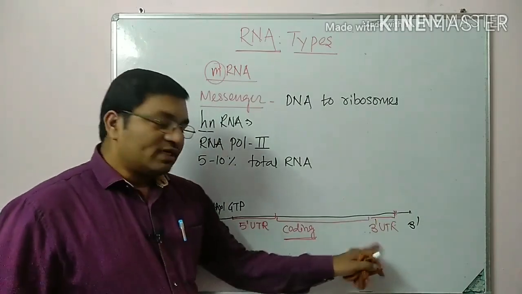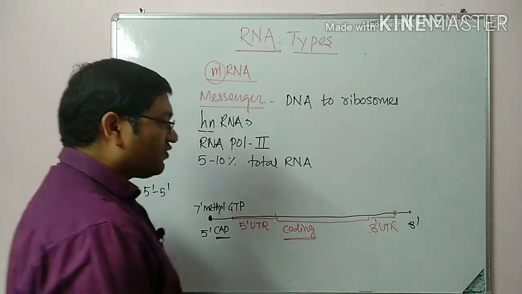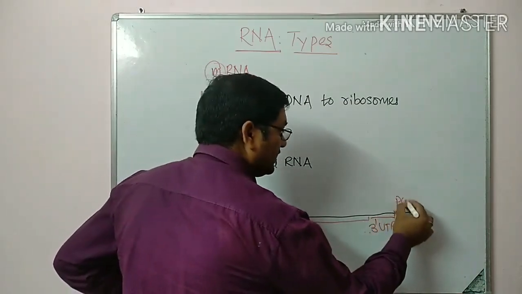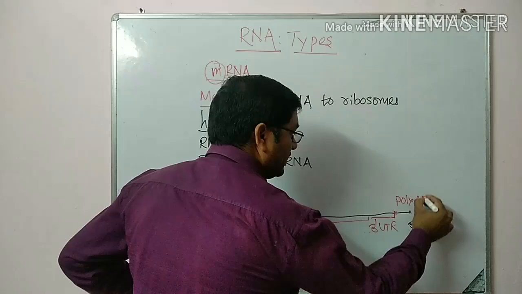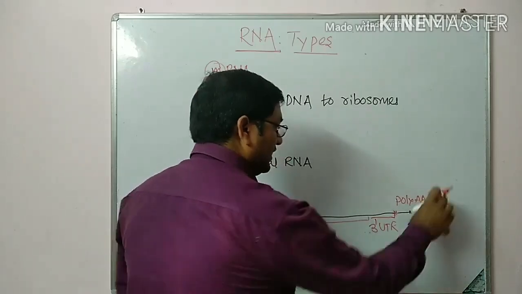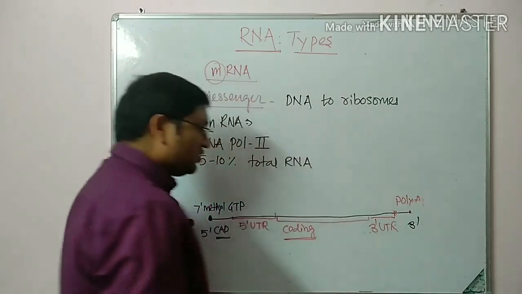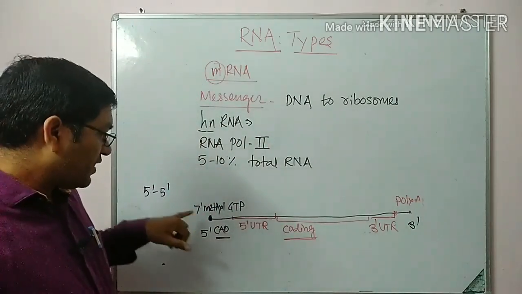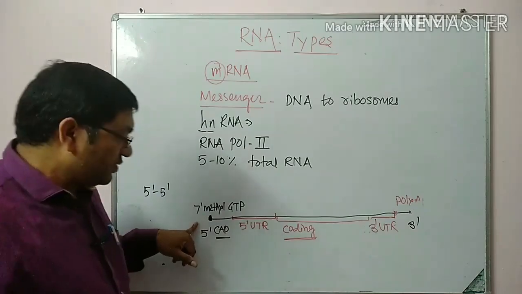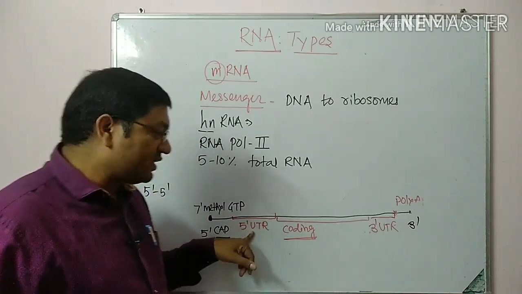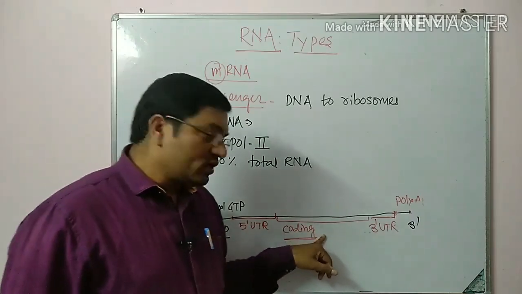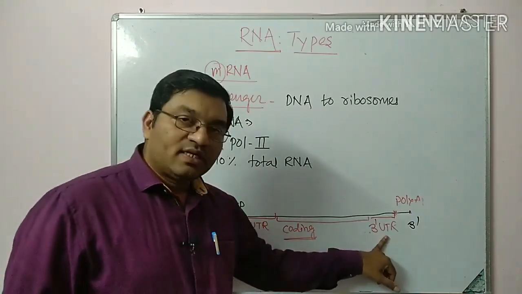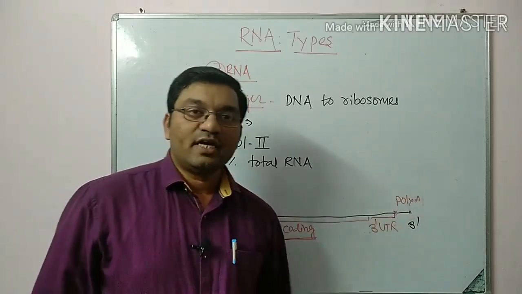This 3 prime untranslated region is followed by polyadenylate tailing. Okay, so these are the 5 regions in mRNA. First one is the cap, second one is the 5 prime untranslated region, next one is the coding region, then the 3 prime untranslated region, and the poly-A tail.